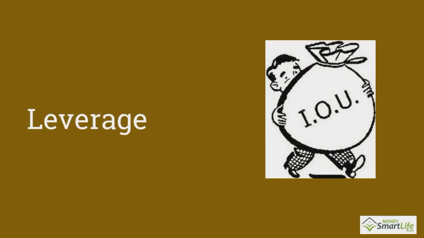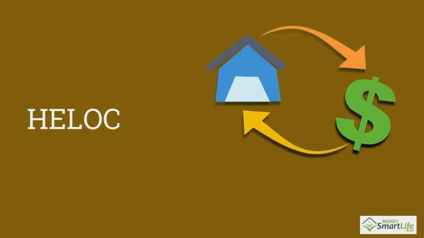But the first recipe is leverage. And basically all leverage is an IOU. You're going to borrow the money. And when it comes to home equity, there are different ways that you can do that. First of all, there's a home equity line of credit, known as a HELOC. It's treated as almost like a charge card.